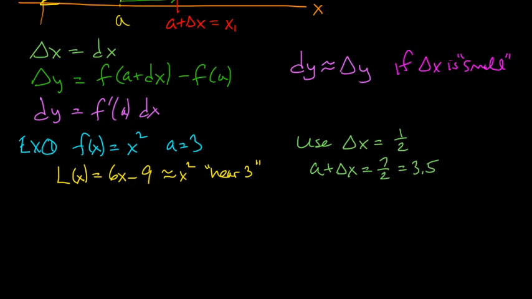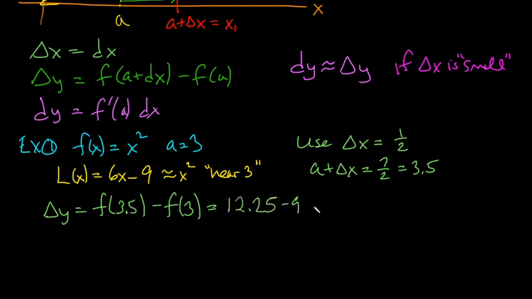To calculate delta y, I plug 3.5 into f, and I subtract f of 3. So that's the difference in the height between these two values. And that's 12.25 minus 9. So that should be 3.25.